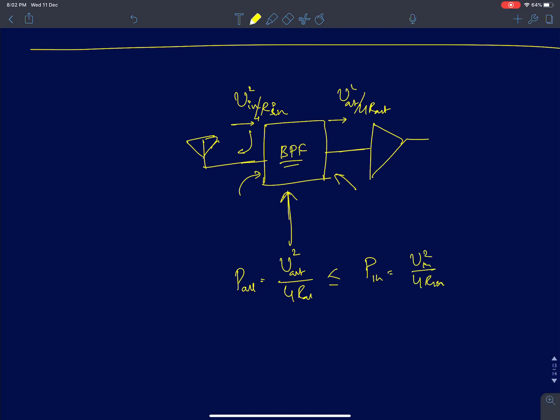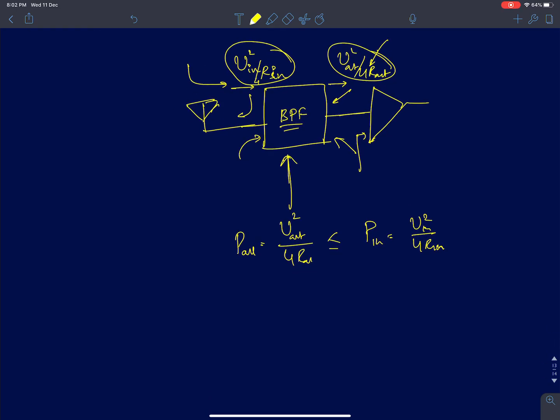Now again, why am I using 4 here? This is just a definition. So even if, for example, the LNA has an infinite impedance, this is the maximum available power of the bandpass filter here. Again, this is the maximum available power that the antenna can deliver to the bandpass filter. So I've just used the definition there. The 4 comes from that.